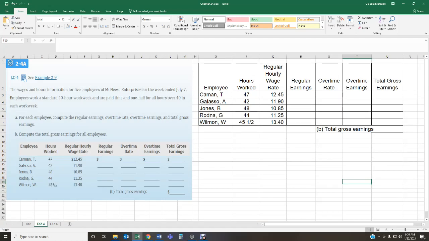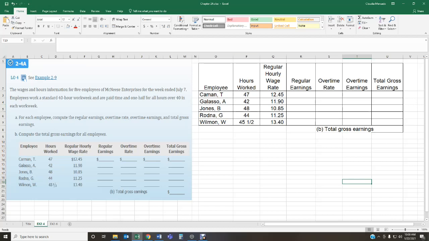So it says the wages and hours information for 5 employees of McNeese Enterprises for the week ended July the 7th. Employees work a standard 40-hour work week and are paid time and a half for all hours over 40 in each work week. Okay. For each employee, we are being asked to compute the regular earnings, the overtime rate, the overtime earnings, and the total gross earnings. Okay. Compute the total gross earnings for all employees. Okay. And then they give you a little layout.